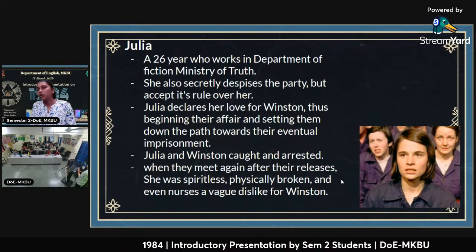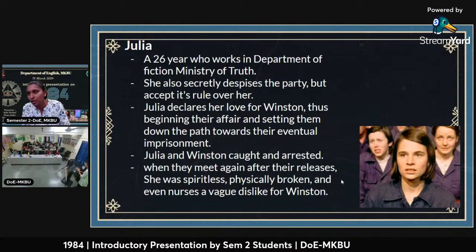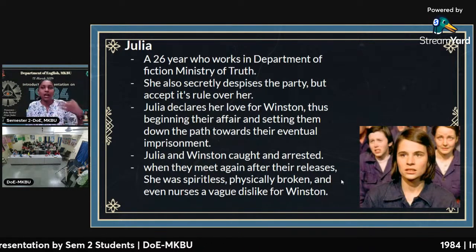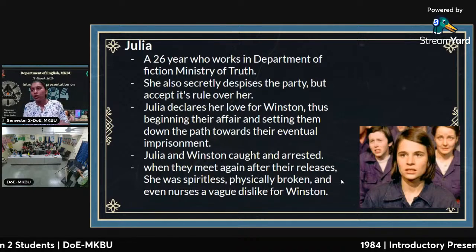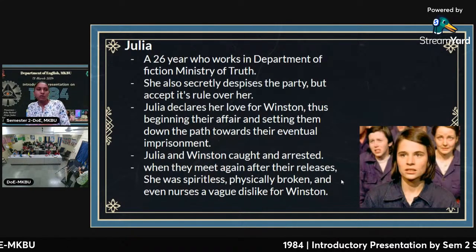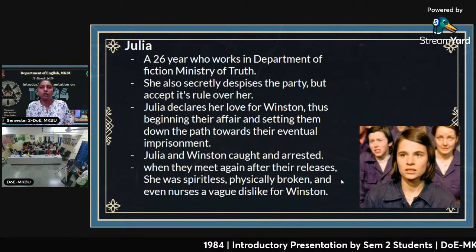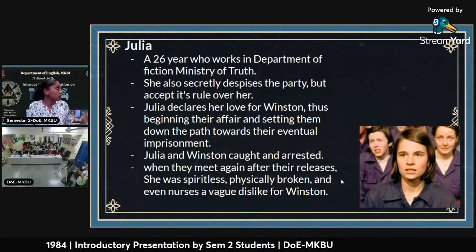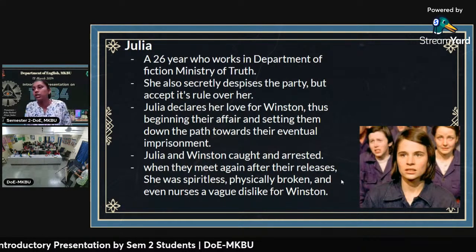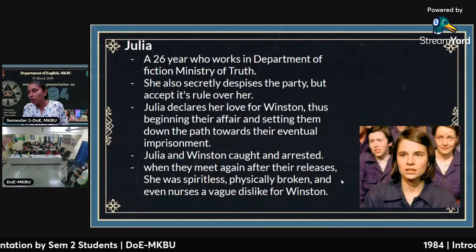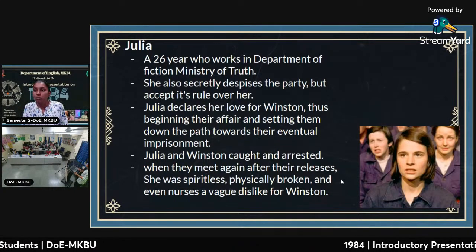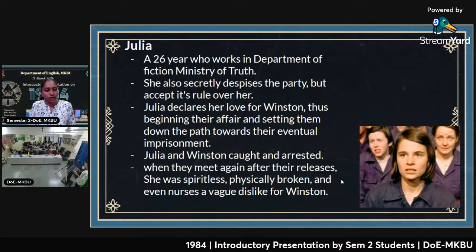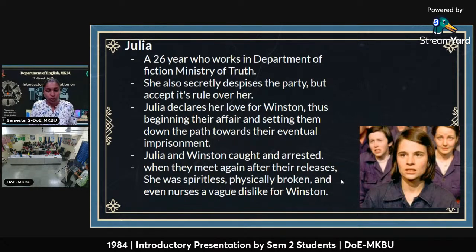Julia and Winston fell in love, and because to love or date someone is a crime in this society, they choose a place like the countryside, where no one can notice them. It is like the place mentioned in the novel, where lower class people used to relax. Julia and Winston were caught and arrested by the thought police.